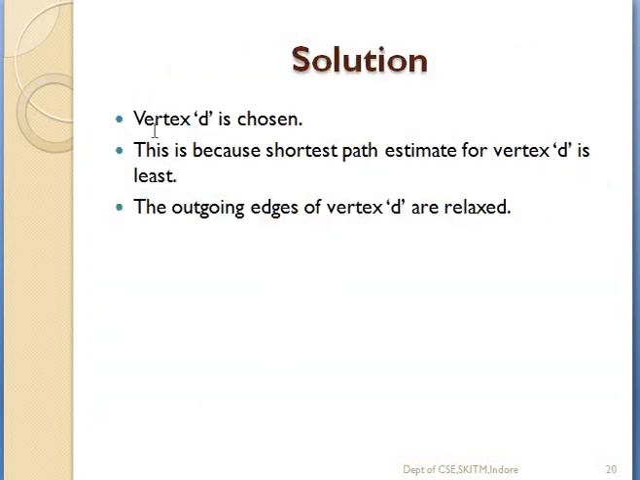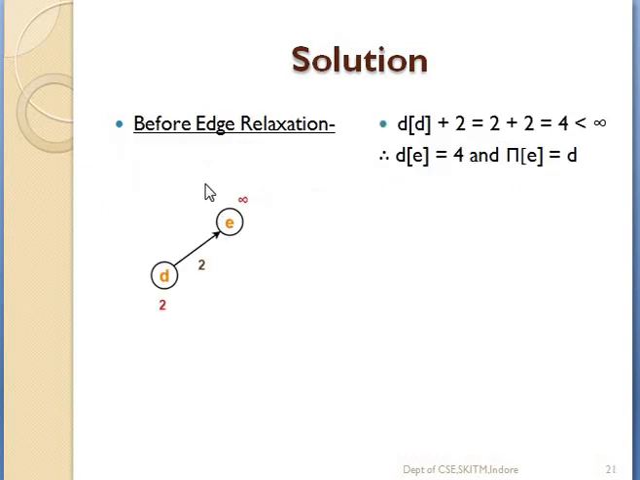Next, vertex D is chosen because the shortest path estimate for vertex D is less. The outgoing edges for D are relaxed. Before the edge relaxation, the cost involved from D to E was infinite initially. If we are calculating the cost from D to E, it is 2 plus 2, that is 4.